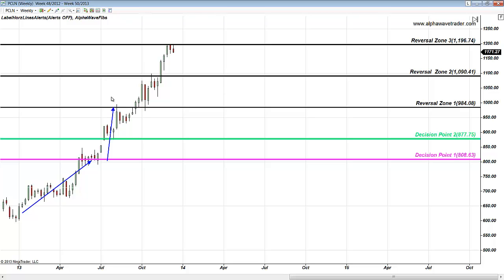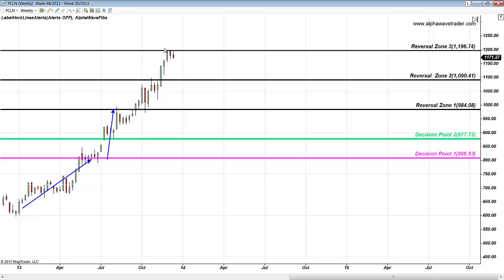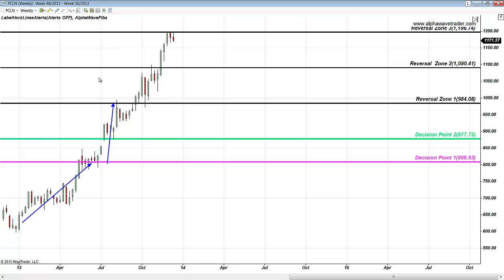But this is again a reminder. Pay attention to what happened. Reversal zone 1, bearish correction. Reversal zone 2, bearish correction. Reversal zone 3. That's why each of these levels is your target. It is not to be ignored. That's why it becomes a very bad idea to acquire a long position at these levels. Is that clear?